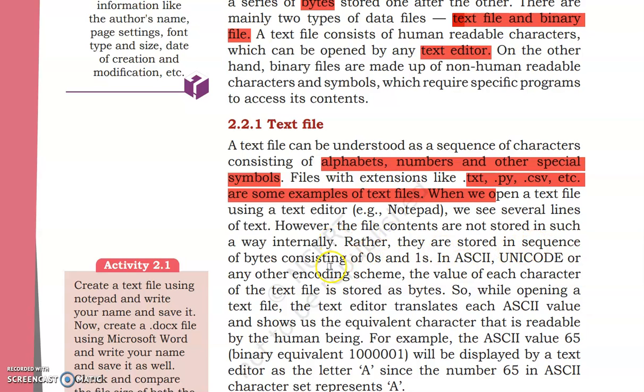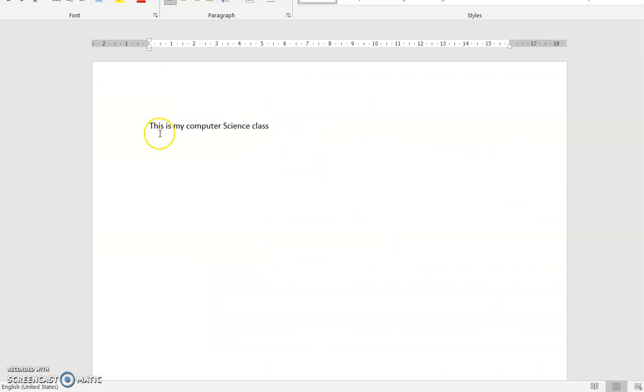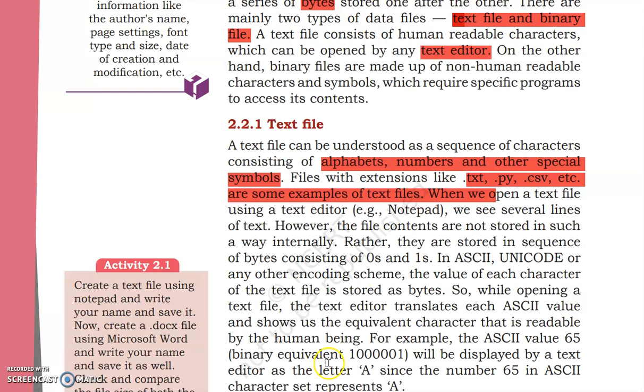Rather, they are stored in a sequence of bytes consisting of zeros and ones. So all this will be converted to zeros and ones because that is the language a computer understands. Okay. Now what happens is there's the ASCII and the Unicode or any other encoding scheme. The value of each character of the file of the text file is stored as bytes.